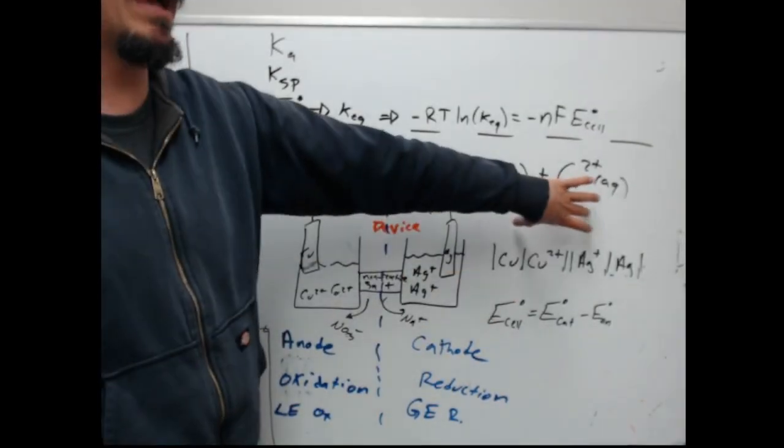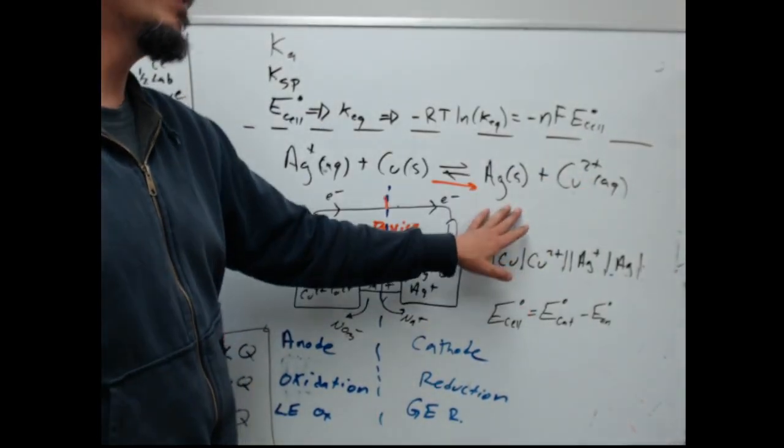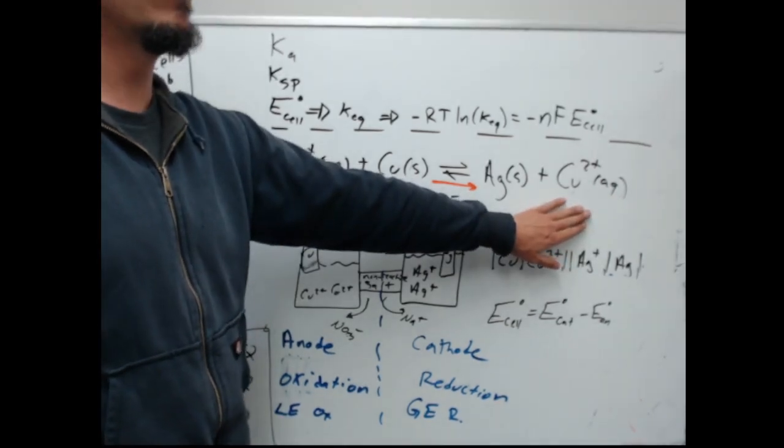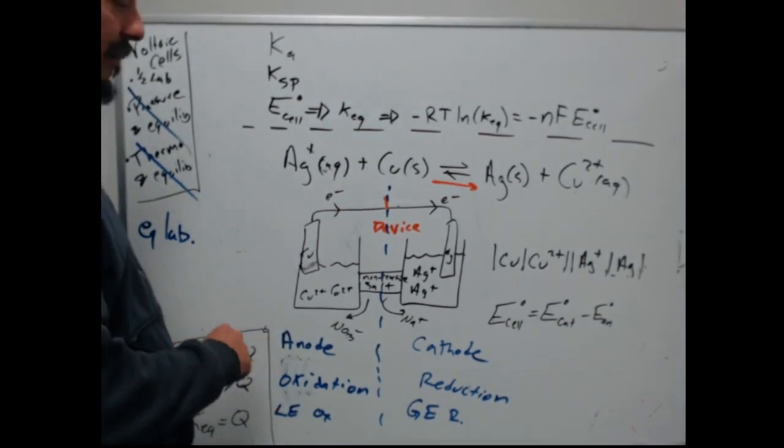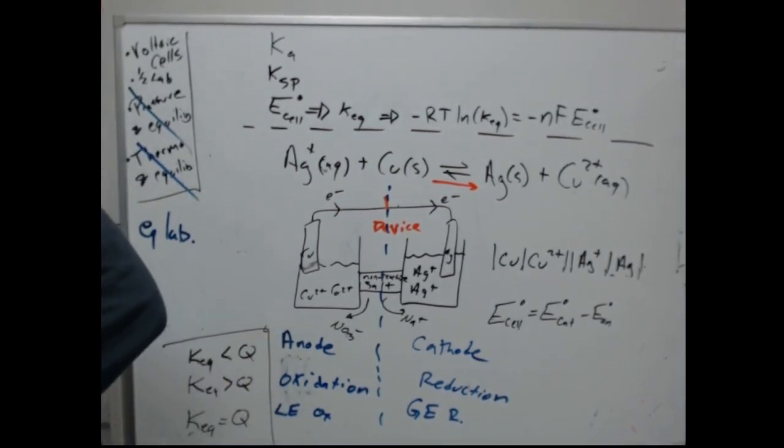As long as you have these reactants present. If you set it up backwards but you have no copper ions, nothing happens. Yeah, if you set it up backwards with no copper ions, then nothing would happen.